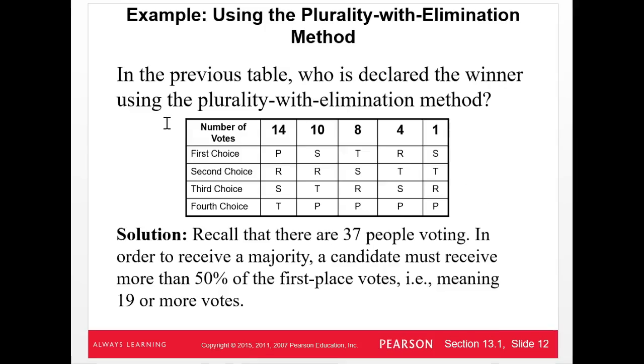All right, so here's an example. Same group. So people total voting. Again, if you add these numbers, 14 and 10 is 24. 24 and 12 is 36, and one more is 37.